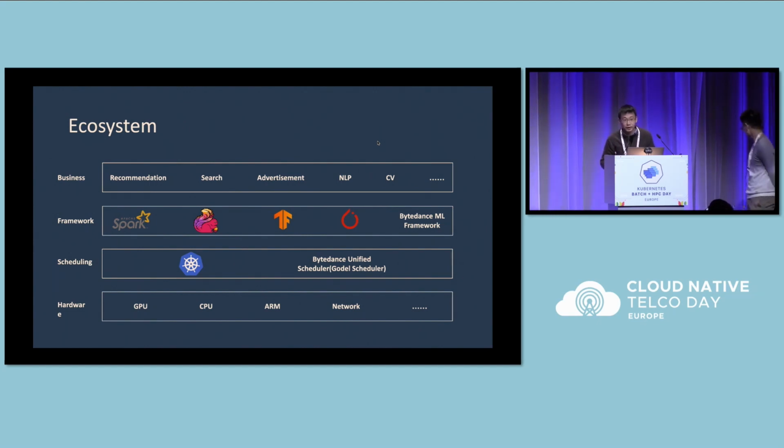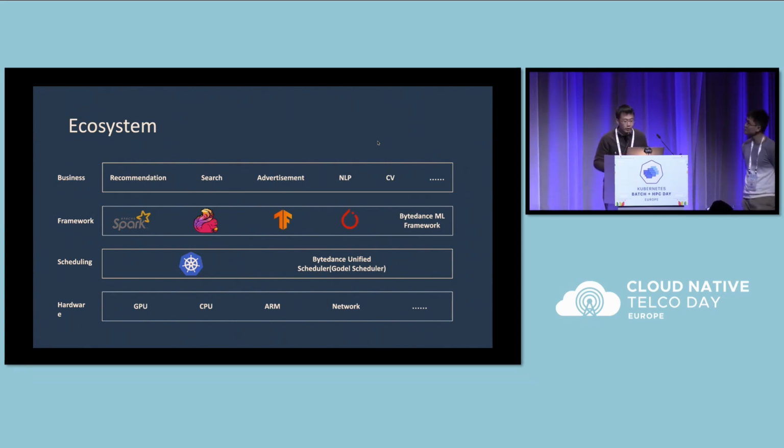Gödel is famous in mathematics and proposed the incompleteness theorem, which means that if we want to develop a very good scheduler, we have a lot of challenges.